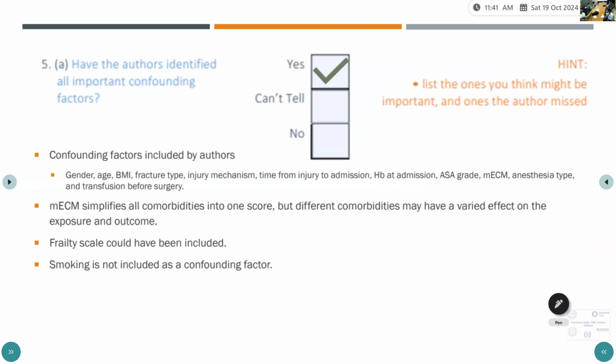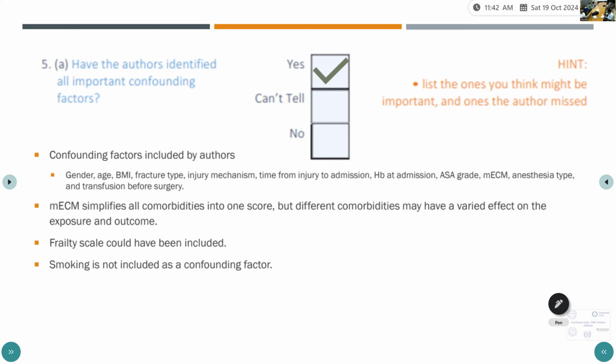The next question is, have the authors identified the important confounding factors? Confounding factors are a patient characteristic or something that happened to the patient that could affect both the risk of exposure as well as the risk of outcome. So the confounding factors that the authors included were gender, age, BMI, fracture type, injury mechanism, the time from injury to admission, hemoglobin, ASA grade, and the Elixhauser comorbidity method, the type of anesthesia that the patient received, and whether the patient required transfusion before the surgery.